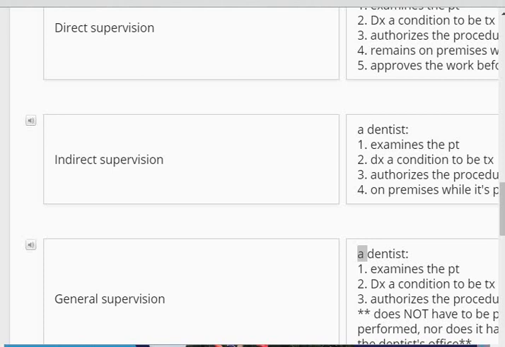N2O/O2 inhalation analgesia: altered level of consciousness. Patient retains ability to maintain airway. Local anesthesia: loss of sensation of pain in a specific area of the body. No loss of consciousness. Analgesia: absence of sensing pain. No loss of consciousness.